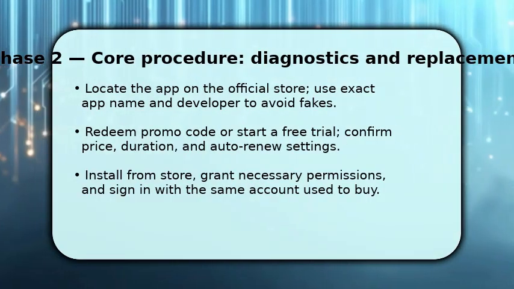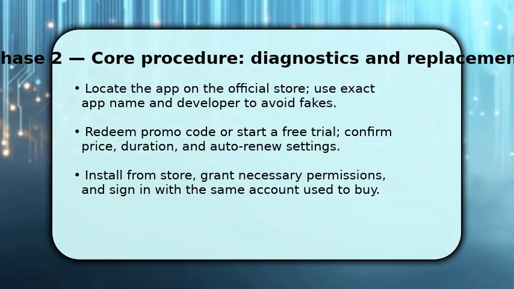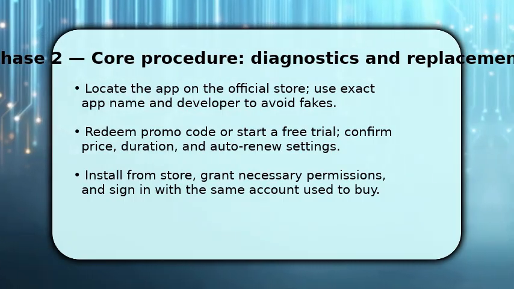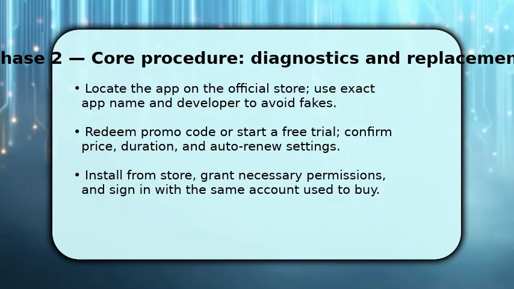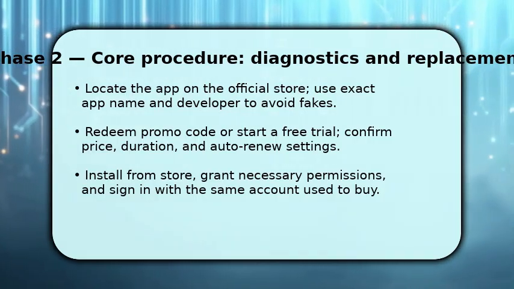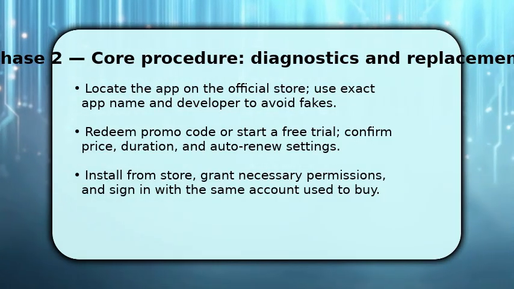Once you find the official listing, verify the developer name to avoid imposters, then proceed to purchase or start a trial. Read the price and renewal terms, cancel auto-renew if you want a one-time test. After purchase, install directly from the store so updates are automatic.